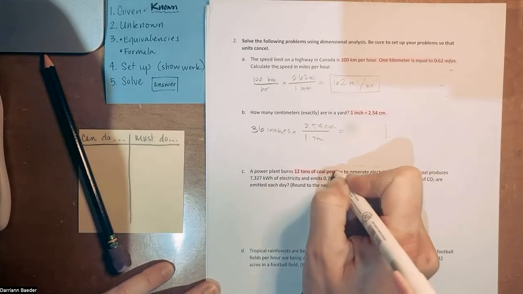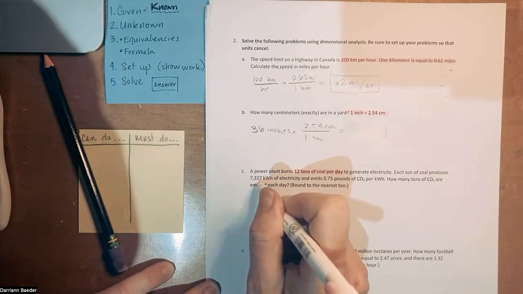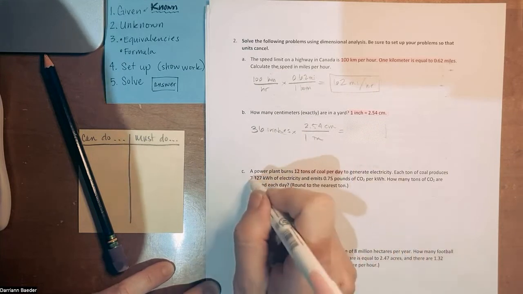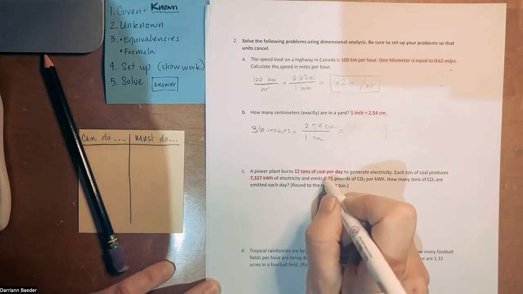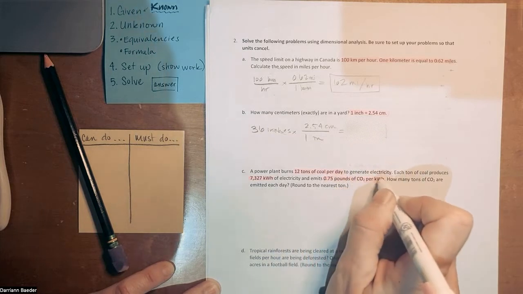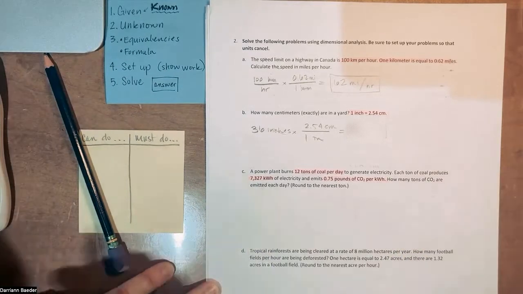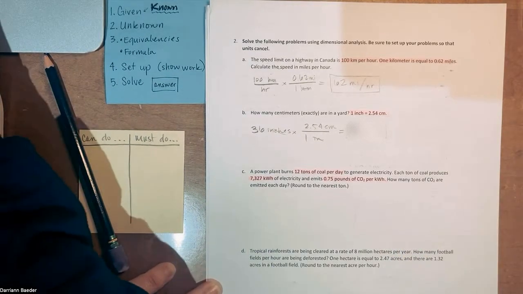A power plant burns 12 tons of coal per day to generate electricity. 12 tons per day. We got a fraction. Each ton of coal produces 7,327 kilowatts of electricity and emits 0.75 pounds of CO2 per kilowatt. How many tons of CO2 are emitted each day? Round to the nearest ton.